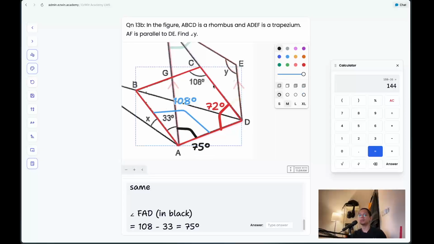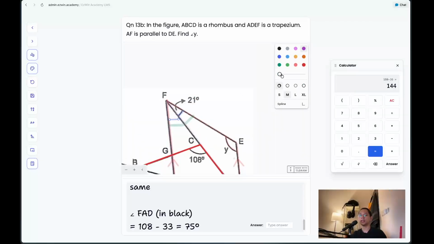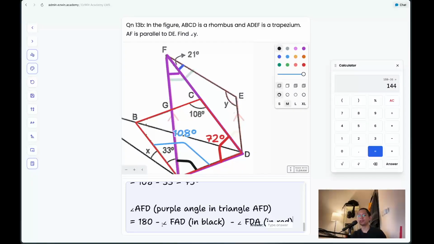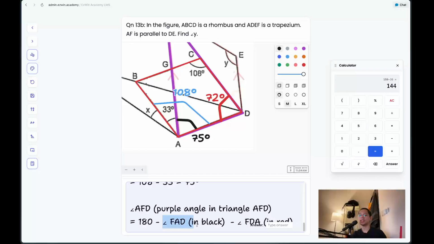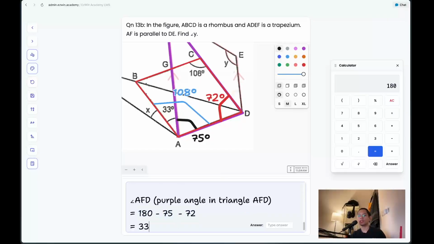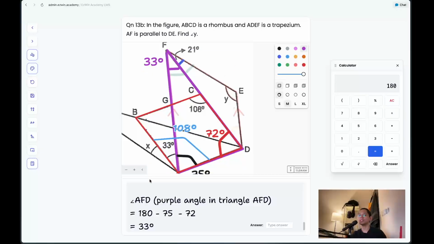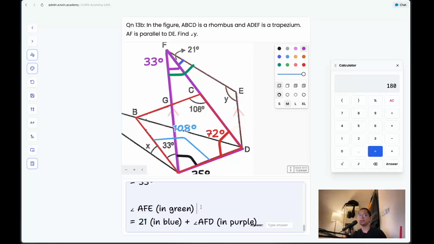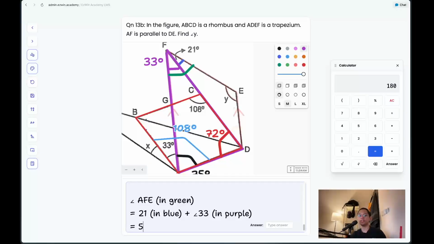Now we know these two angles, we can get the purple angle that we're looking for. The purple angle is 180 minus FAD in black, which is 75, minus FDA, which is 72, and this will give us 33 degrees. That's what we see over here. Since this purple angle is 33 degrees, we can get the green angle, which is 21 degrees in blue plus AFD in purple, which is 33, and this will give us 54 degrees.